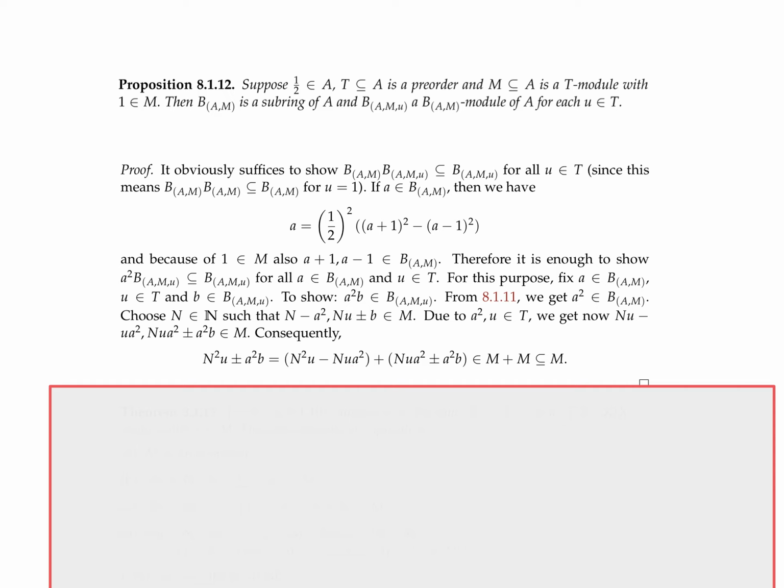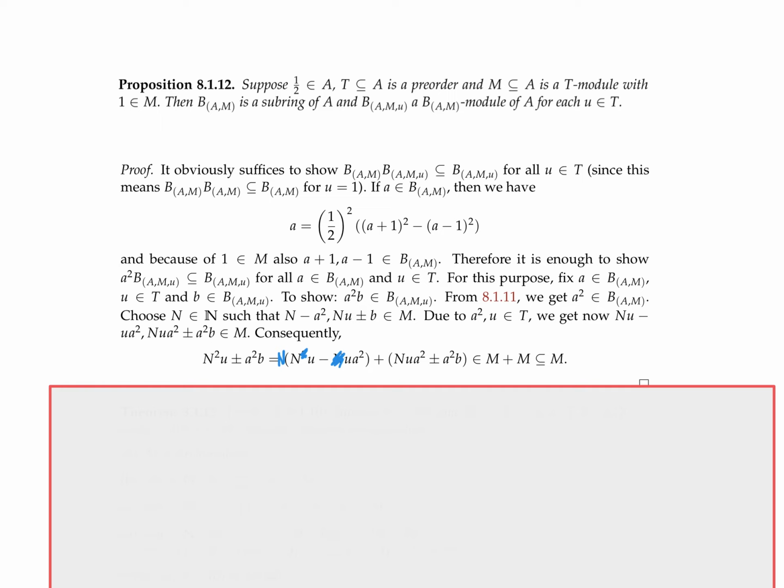And now, with N squared, you could write this like this. You can factor out the N here. And then you have here that's just NU minus UA squared, which lies in M, added several times to itself, right? M is closed under addition, so this is again in M. And this here is exactly this thing here, right? So that lies in M, so M is closed under addition. So all in all, this is in M, and we are done.